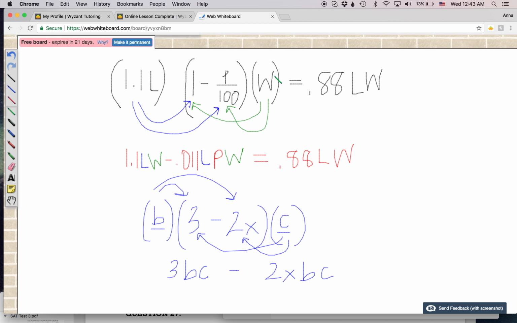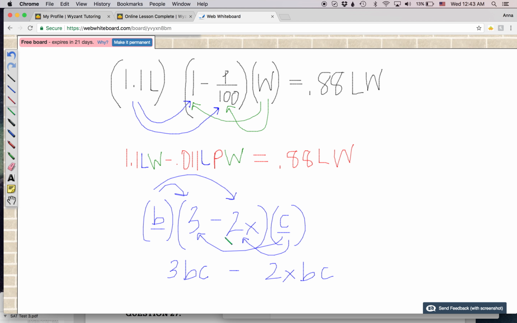Then we have to multiply this side by each term in the middle of the parentheses. So we multiply the W times that 1 right here, which has already been multiplied by the L and the 1.1. We multiply W times the P over 100, which has already been multiplied by the 1.1L, and the P is still there, the W gets added on. So you see how the W came from those green arrows. I wrote the W in green. It would be the same if we had different variables.